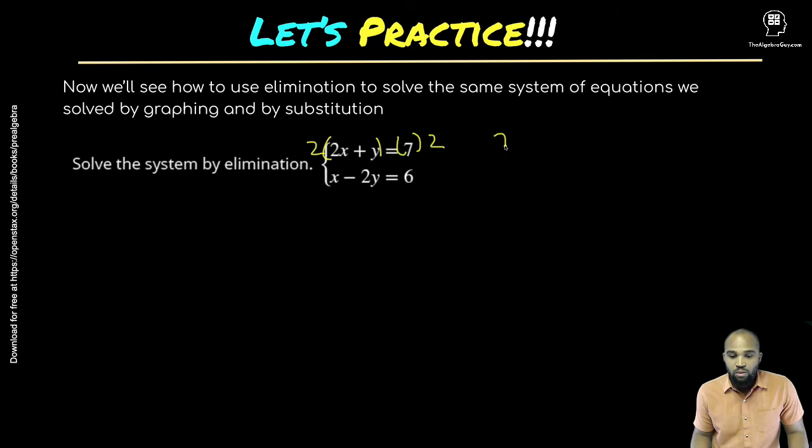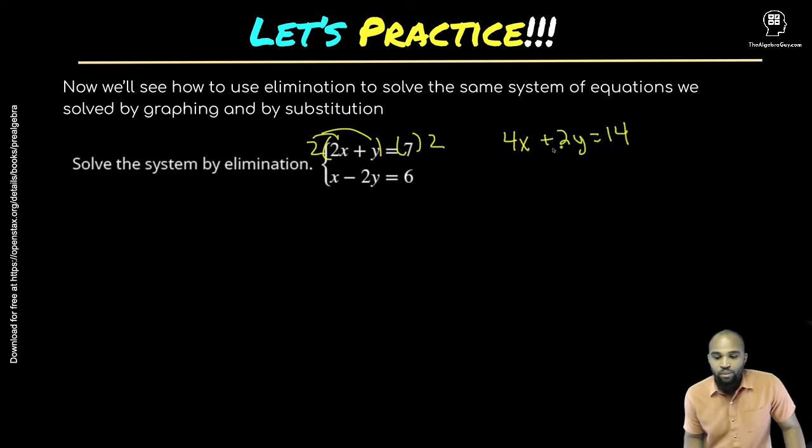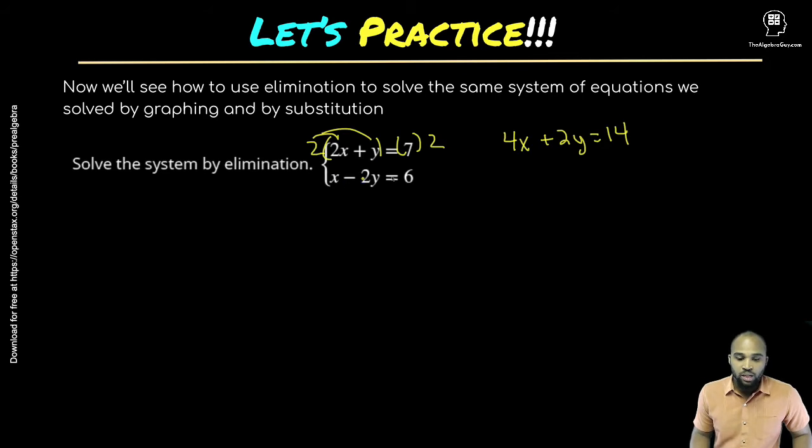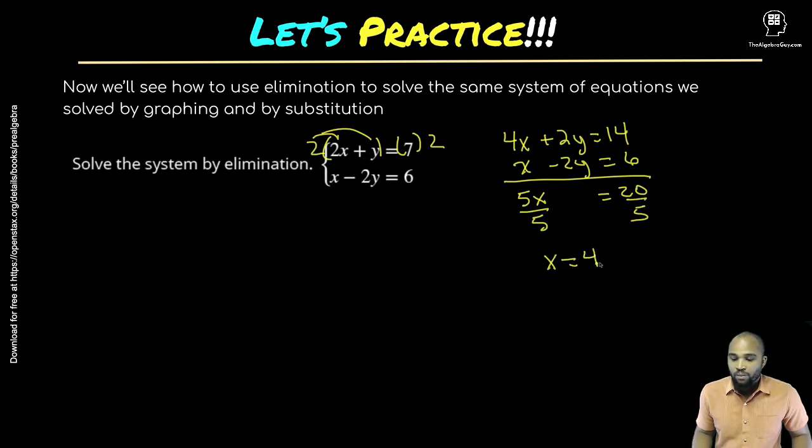So that's going to give me 4x, because when I distribute here, 4x plus 2y equals 14. And I'm going to keep the same equation because I need not alter that in order to eliminate. So this is going to be x minus 2y equals 6. Now when I add these together, watch what happens. So I end up with 5x, this goes to 0, and I'm left with 20. Now I can divide by 5 and divide by 5 to get x equals 4.